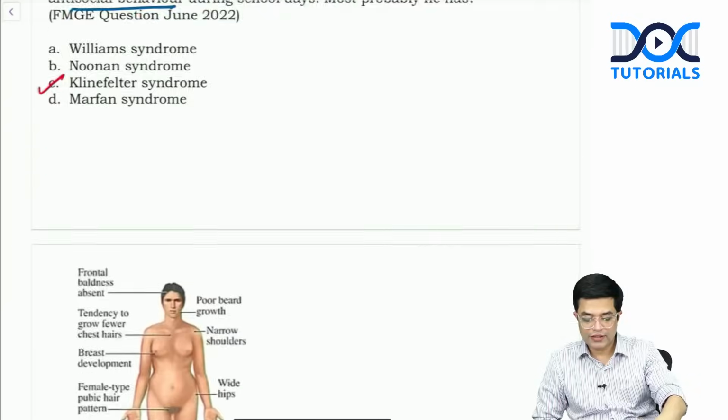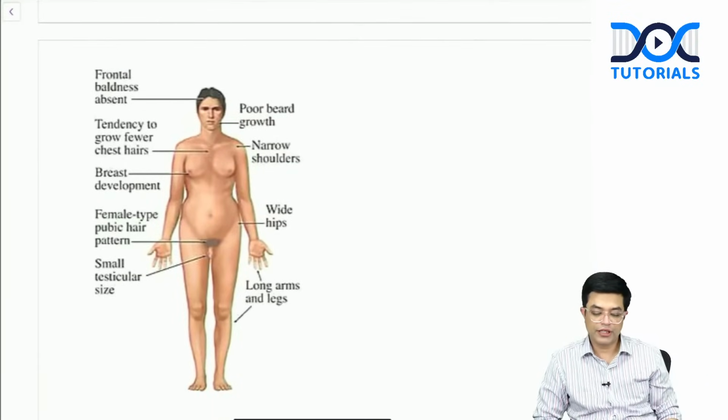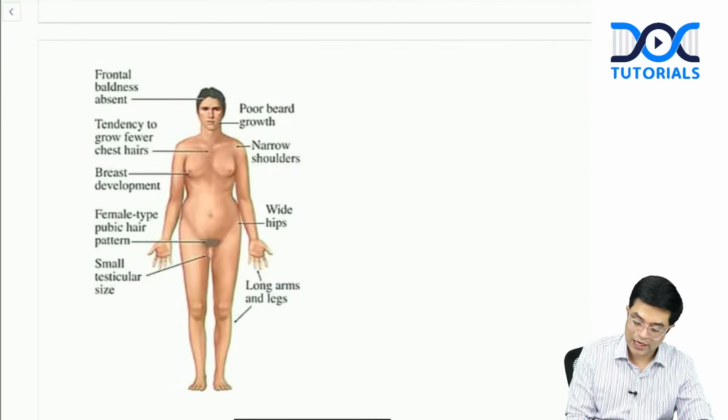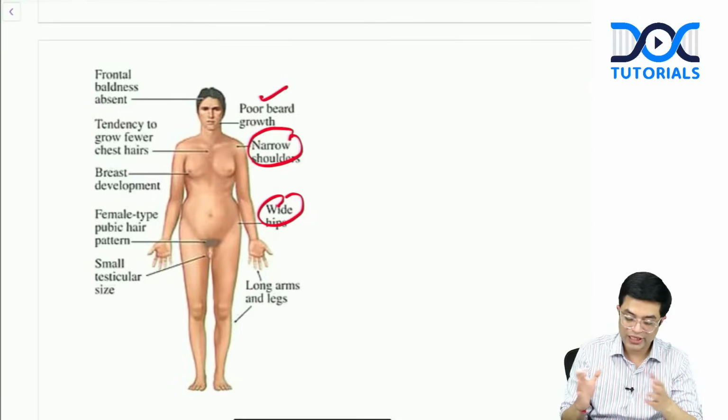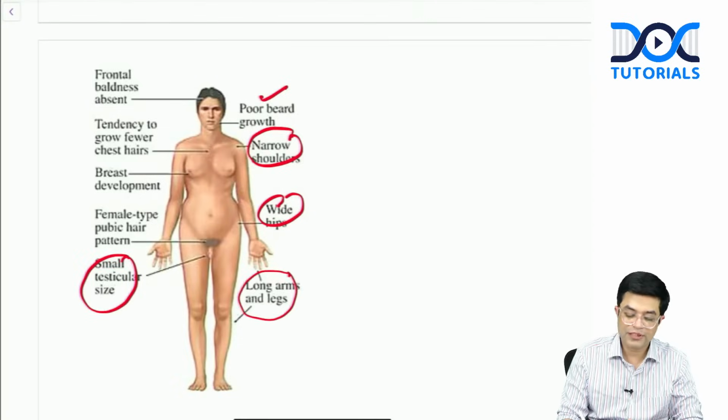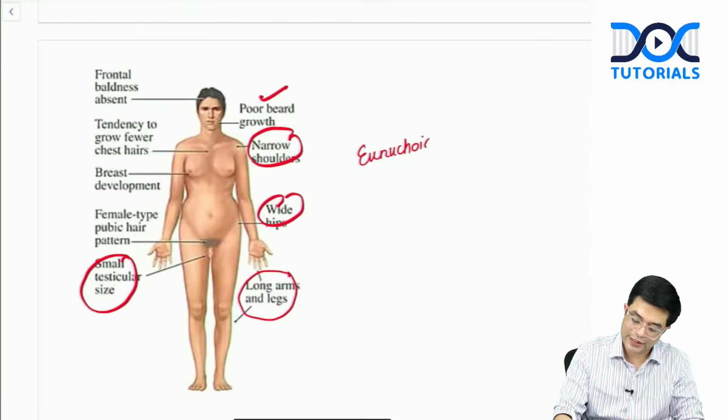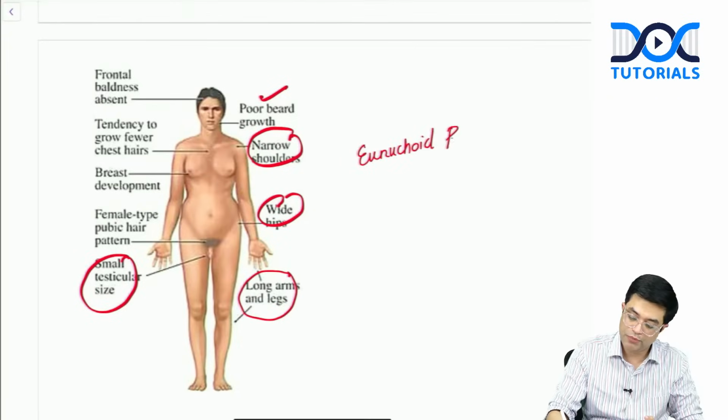So, Klinefelter syndrome, this is the photo, this is the image. You can find frontal baldness, poor beard growth, narrow shoulders, wide hips. So the body is like a female, and they have small testis, they have long arms and legs. This is called eunuchoid proportion. It has come in the exam once before, eunuchoid proportion is found, like a eunuch.